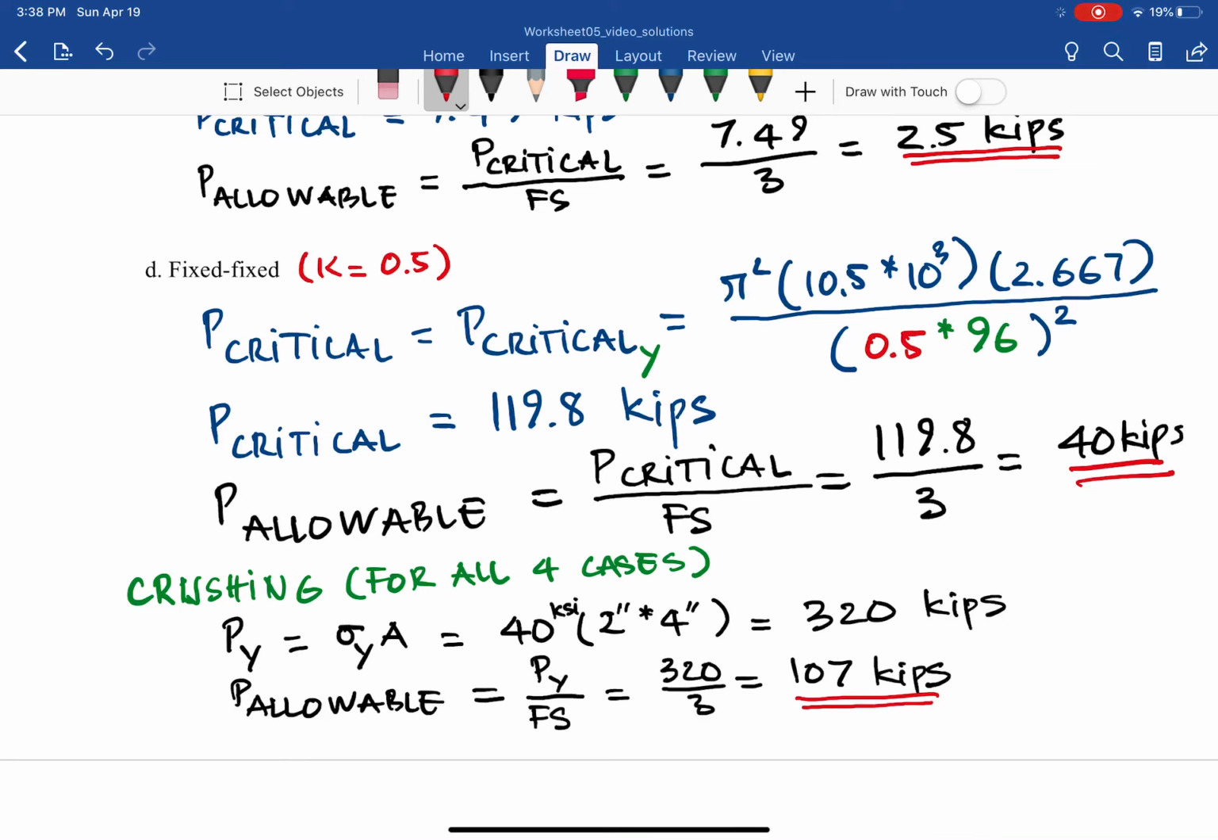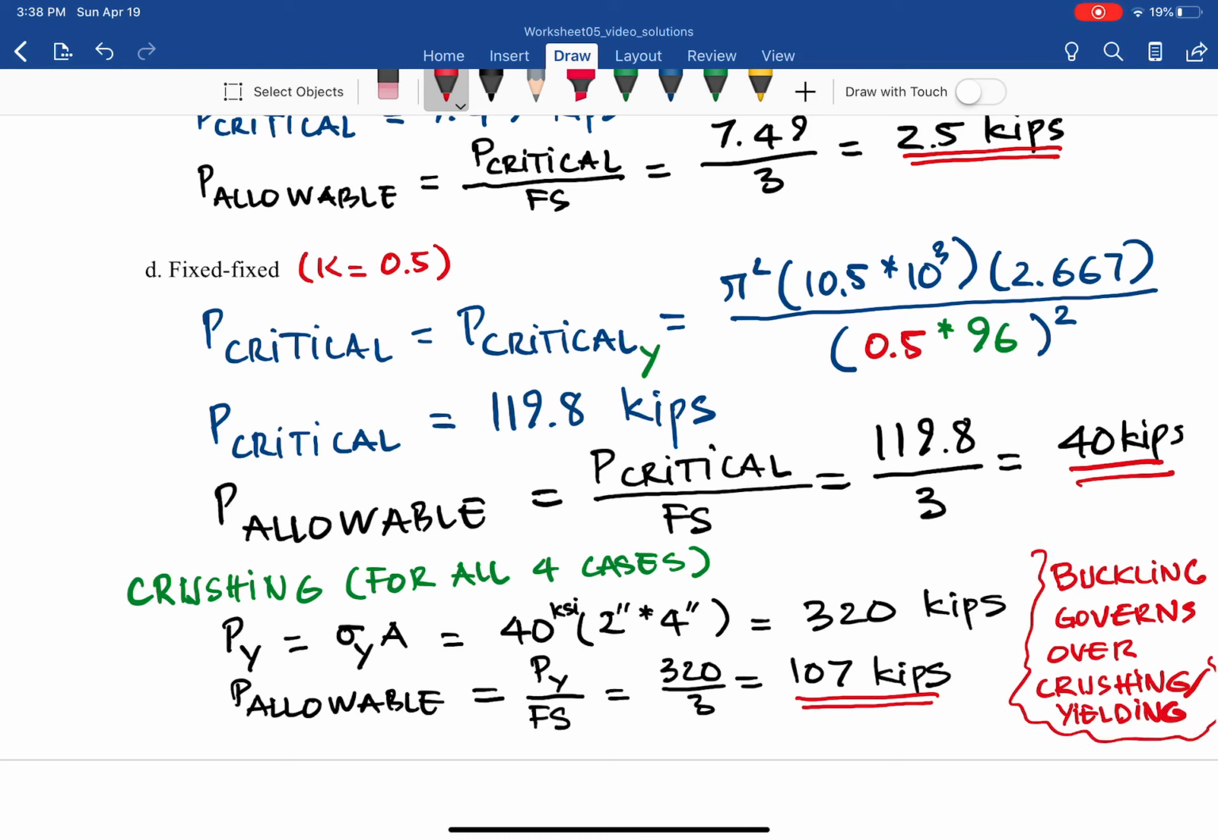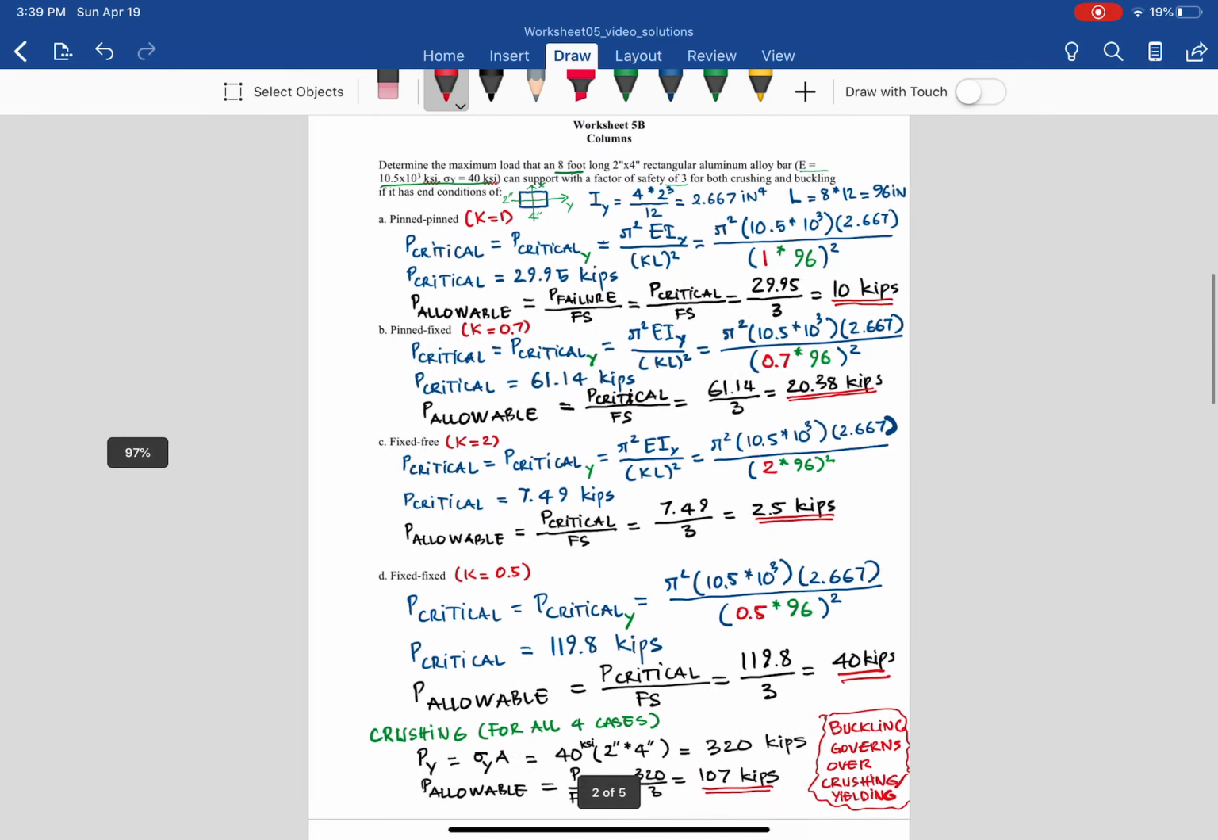So as you can see, from that we can say buckling governs over crushing or yielding. And that we are done for this problem 5B.